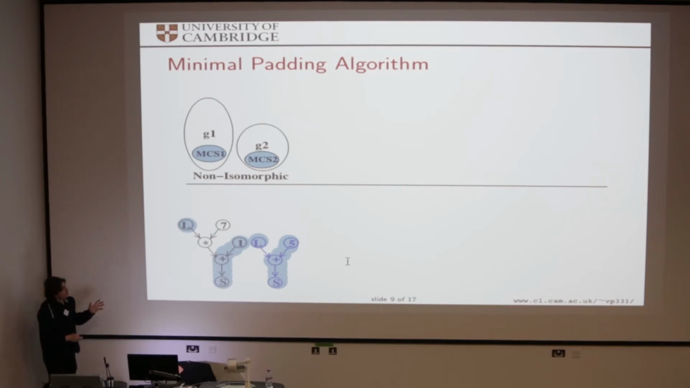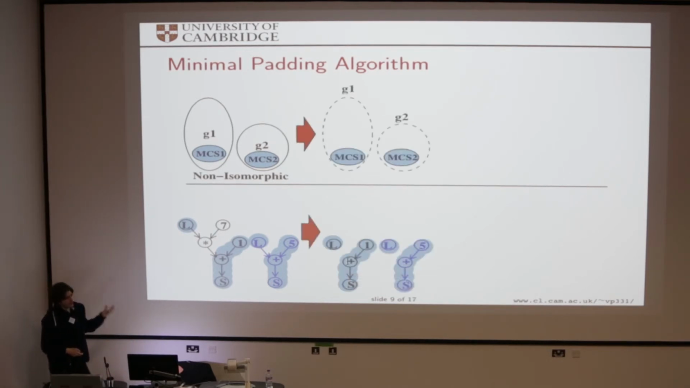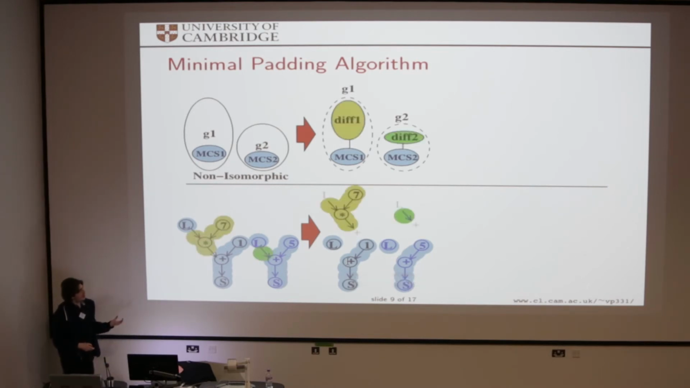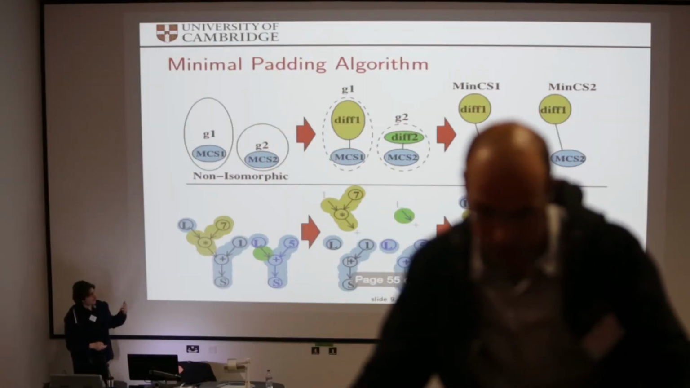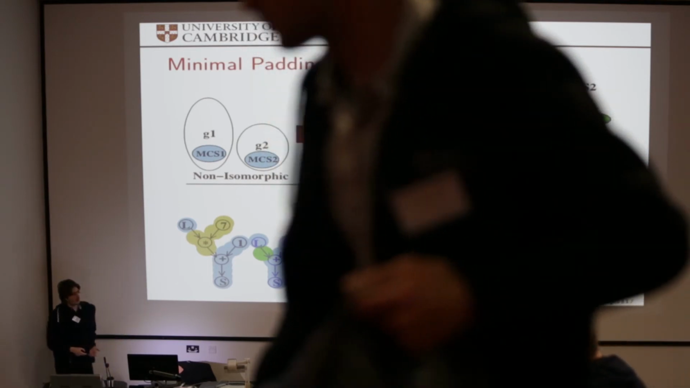So you express G1 and G2 as a union of the MCS and the rest of the graph. So we call them diffs. So G1 can be expressed as the MCS, the maximum common subgraph, plus the difference. We'll do the same for G2. And according to the literature, once you do that, it's fairly straightforward. So you get the MCS, and you basically join diff1 and diff2.